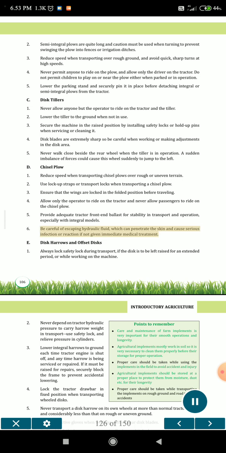6. Be careful of escaping hydraulic fluid, which can penetrate the skin and cause serious infection or reaction if not given immediate medical treatment. E. Disc harrows and offset discs. 1. Always lock safety lock during transport if the disc is to be left raised for an extended period or while working on the machine.